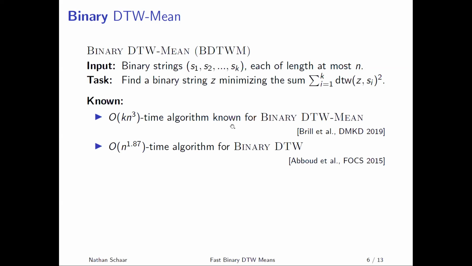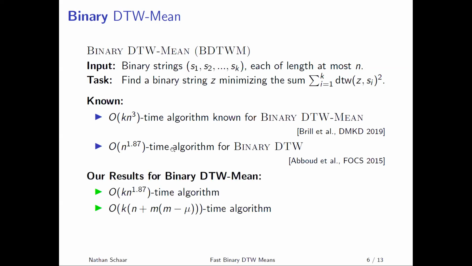Now in our paper, we show that for the binary dynamic time warping mean, we can improve. We can actually compute it in k times n to the 1.87. You might notice that this exponent is very similar to the one from Abboud et al. Of course, this is not a coincidence, and we will see why this is on the next few slides.